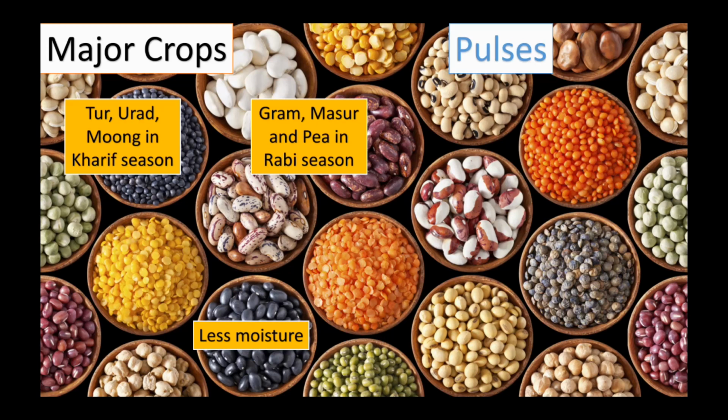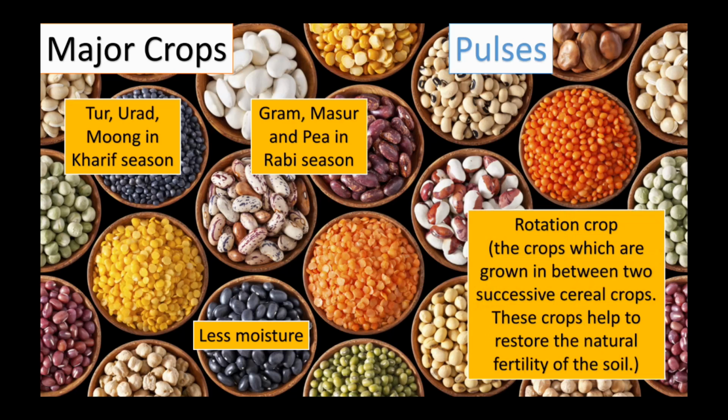Dear children, pulses require less moisture and can survive in dry season also. Pulses are grown all over the country, but not in heavy rain regions. Gram, arhar produce well in MP, UP, Maharashtra, Karnataka, Rajasthan, Telangana and like these crop areas.